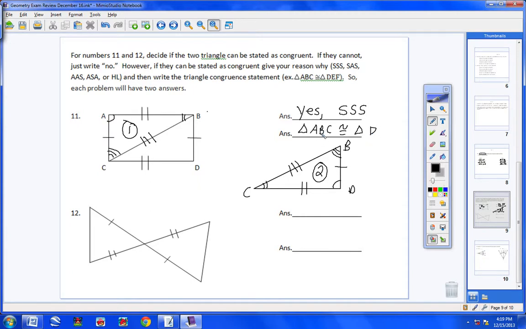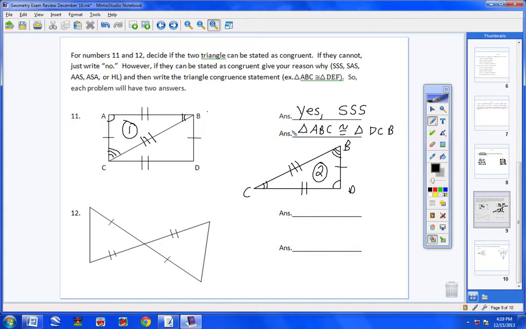My second letter is B, and B has 2 slashes, and B corresponds with angle C, so I must put C second. My last letter here is C, and C has 3 slashes, and the angle over here with 3 marks is B, so C corresponds with B, so I put a B right here. So triangle ABC is congruent to triangle DCB.